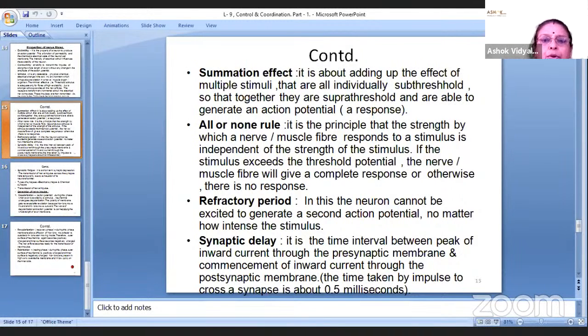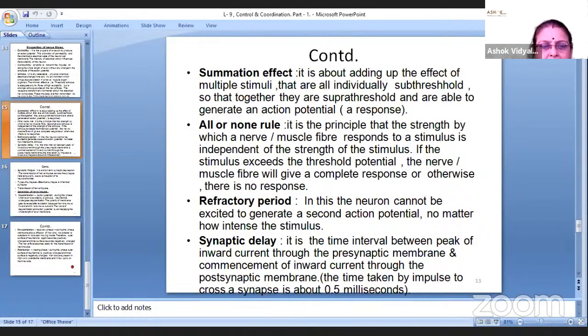The next one is the refractory period. In this, the neuron cannot be excited to generate a second action potential, no matter how intense the stimulus is. Okay, whatever may be the intensity of the stimulus, it will not get excited to generate a second action potential. This is the refractory period.